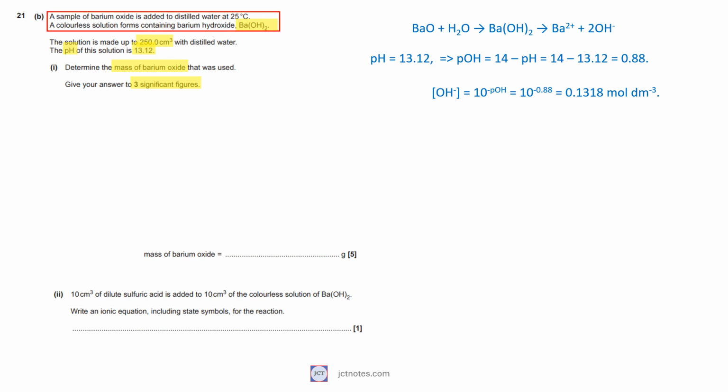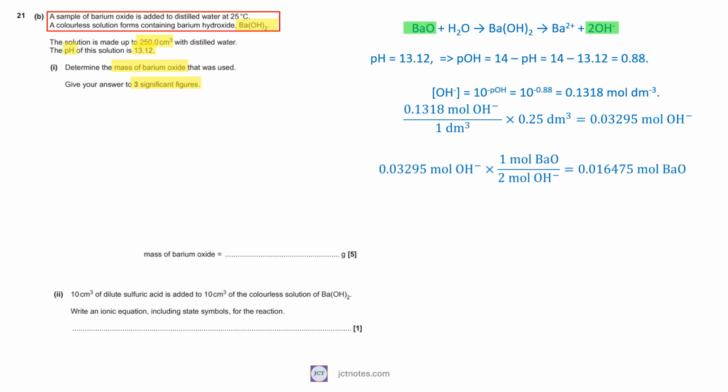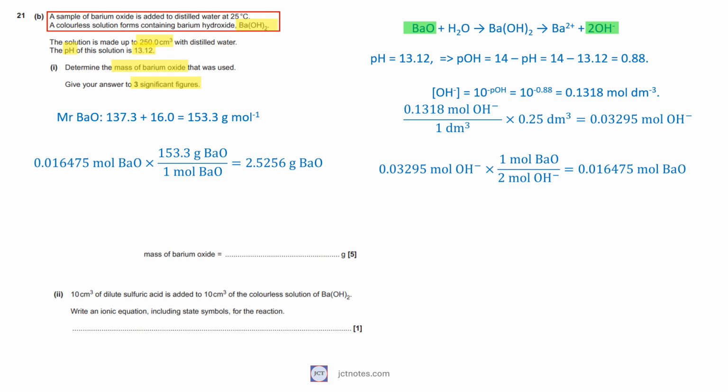As the final volume of the solution is 250 cubic centimeters, or 0.25 cubic decimeters, the number of moles of OH is 0.03295. From the stoichiometry we have that 2 moles of OH are produced per mole of barium oxide, the number of moles of barium oxide is 0.016475. We can calculate the molecular mass of barium oxide is 153.3 grams per mole. And find that the mass of barium oxide is 2.5256 grams. Expressed in 3 significant figures is 2.53 grams.